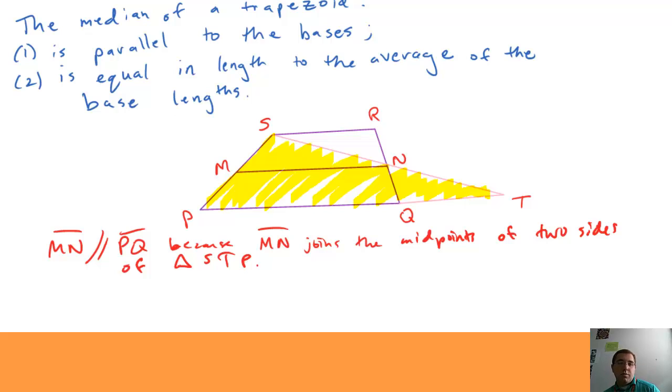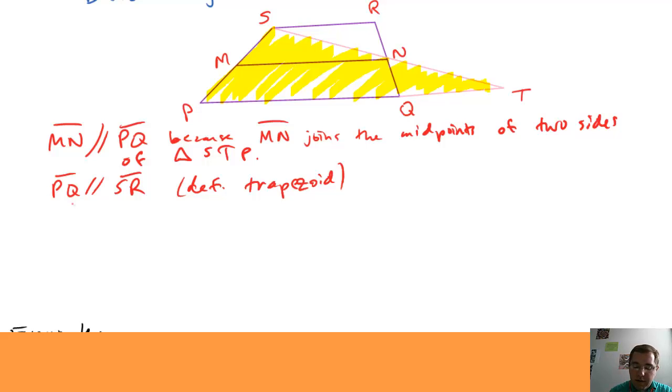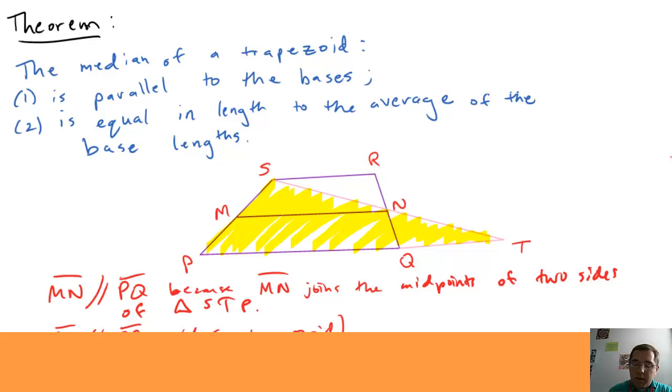So that tells me MN is parallel to one of the bases. How do I know it's parallel to the other base, SR? Because in a trapezoid, PQ is parallel to SR. That's the definition of a trapezoid, that the bases are parallel. So with a little transitive property, I know MN must be parallel to SR, which proves that the median is parallel to the bases. How do I prove that the median is equal in length to the average of the base lengths?